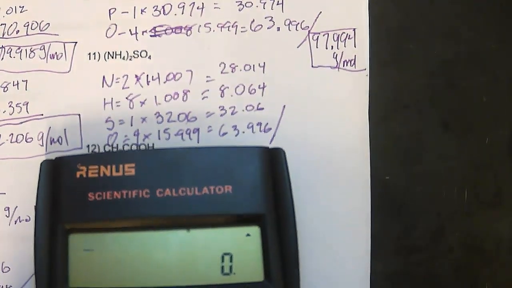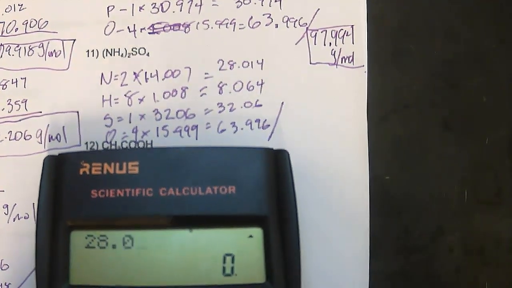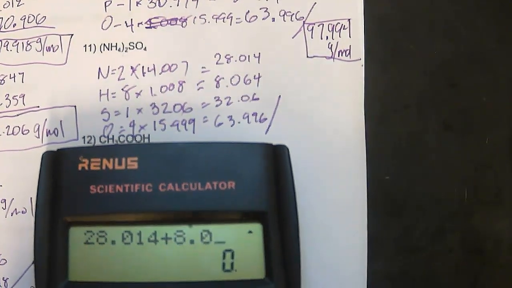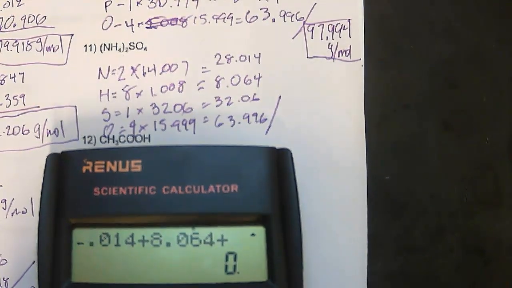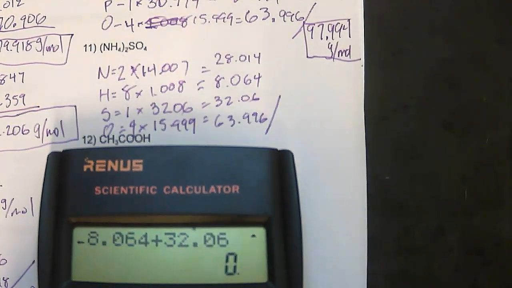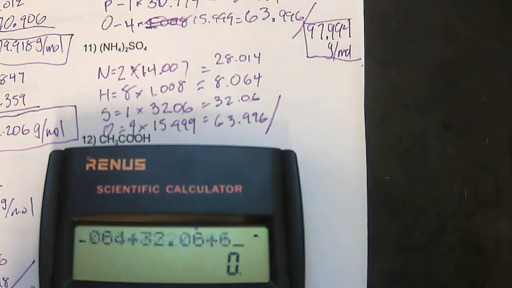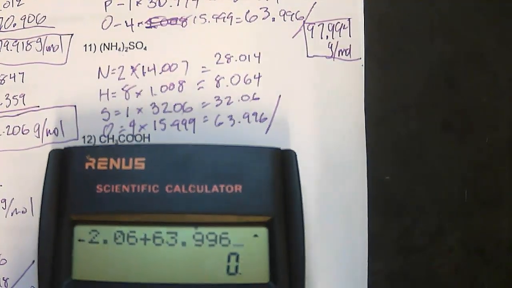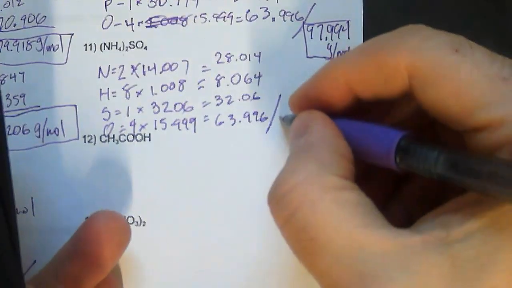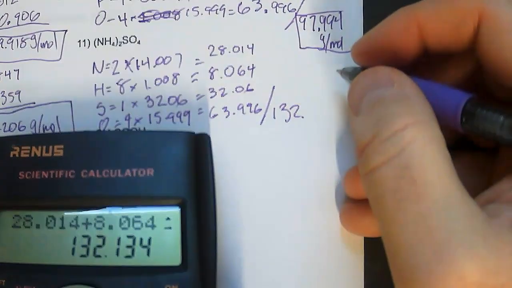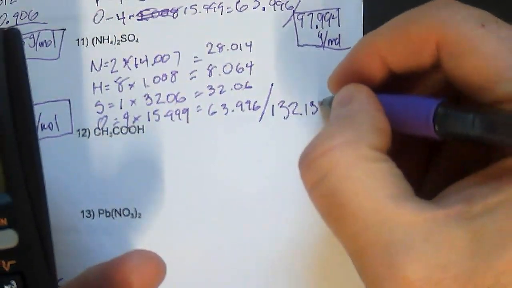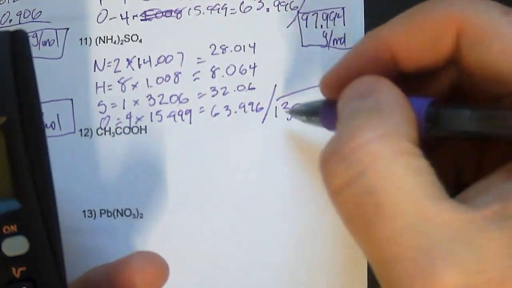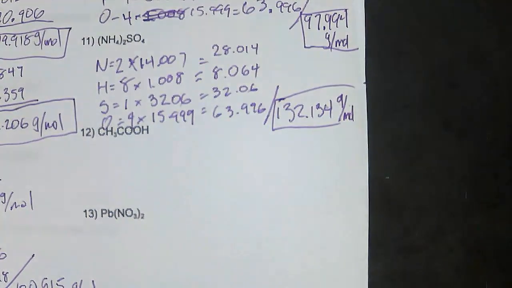We add them together. Okay. So you get 28.014 plus 8.064 plus 32.06 plus 63.996. We get 132.134. Again, the units grams per mole. Okay, great.